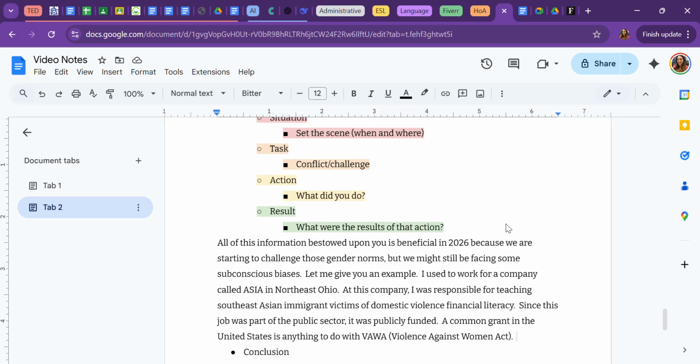A common grant in the United States for this particular sector is anything to do with VAWA. There were also VAWA visas, etc. Now the task, which was the conflict or the challenge.